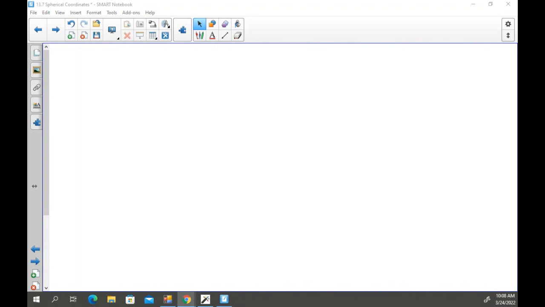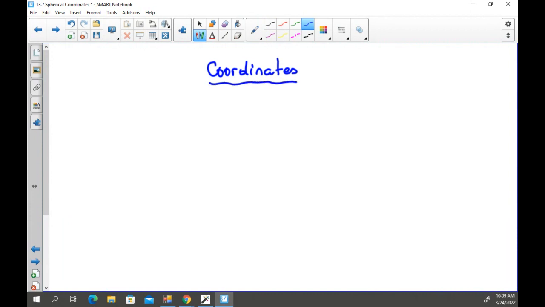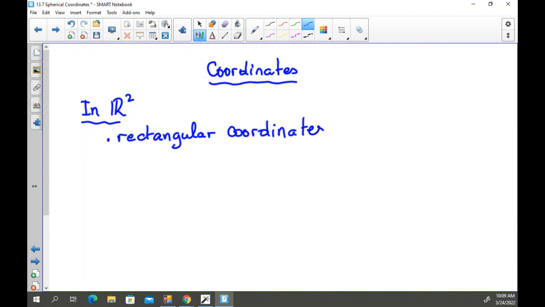Okay, no problem, girls. All right, so let's talk a little bit about coordinates in general. So before I talk about spherical coordinates, I want to summarize a little bit what we know about coordinates. When we work in R2, in 2 dimensions, you of course have the rectangular coordinates. What are the rectangular coordinates in R2? Do you know? X and Y. Thank you. Yes. X and Y, no problem.